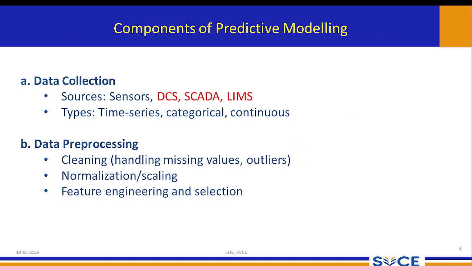Coming to the components of predictive modeling, the sources for data collection are sensors, distributed control system, supervisory control and data acquisition, and LIMS. The data types are time series, categorical, and continuous. In the last class, we discussed what is LIMS and the sources of data.